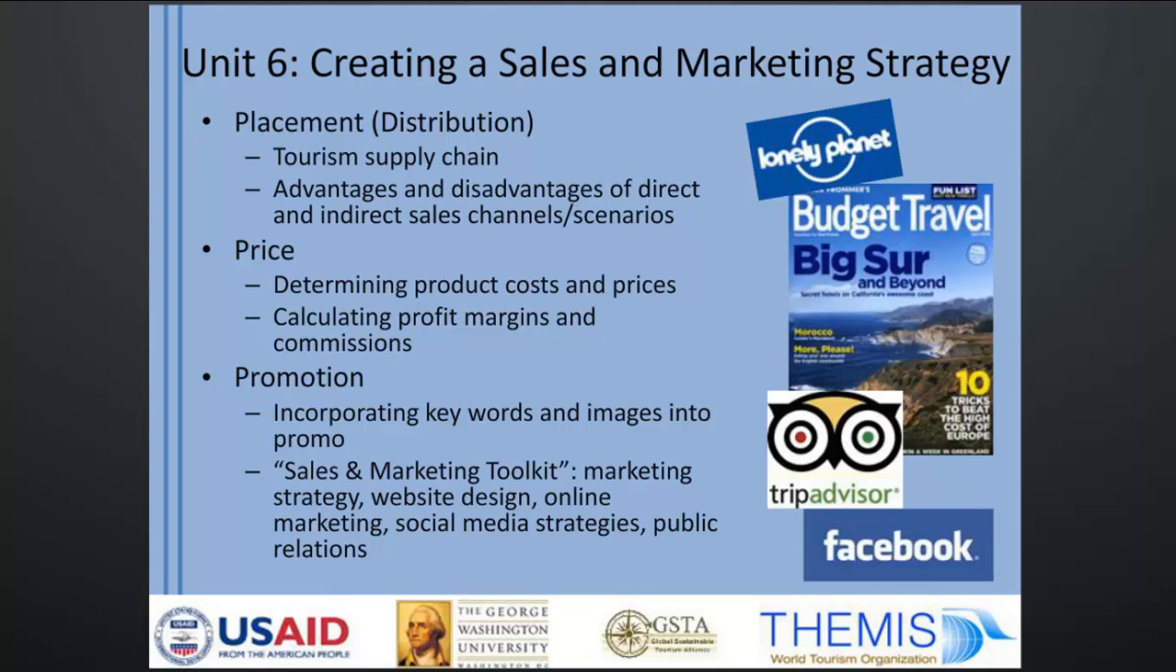We talk about price in very basic terms, how to calculate pricing based on costs, how to calculate additional layers such as profit margins and commissions, and then finally promotion. Again, the main content of the sales and marketing toolkit is found in a separate toolkit, but within this unit we do start to look at some of the key elements of promotional materials and mechanisms. Things like marketing strategy, website design, online marketing, social media strategies, and public relations and PR.